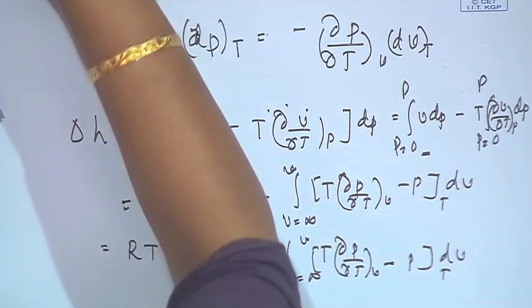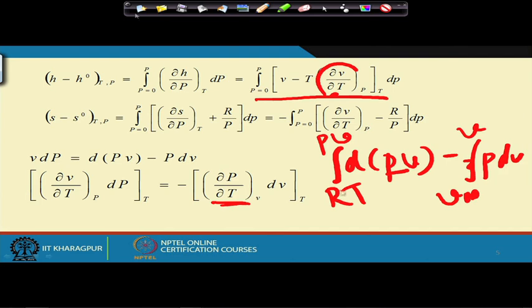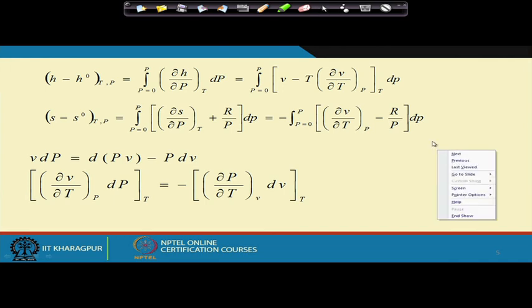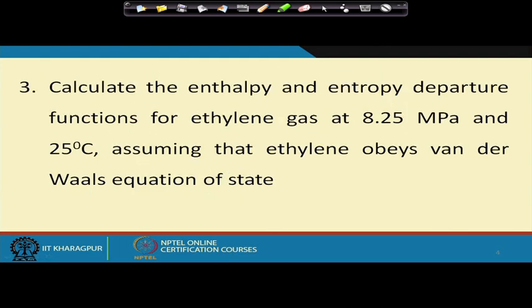Now, let us see the problem which was given, the previous problem which we were dealing with. This particular problem was to calculate the enthalpy and entropy departure function. For what? For an ethylene gas, right. Now, for this particular ethylene gas, the gas is at 8.25 MPa pressure.